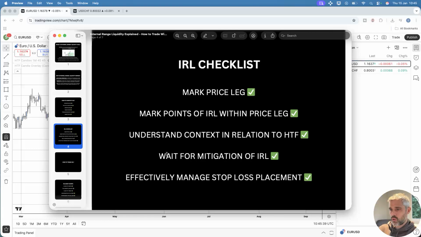We need to always, when we're trading, wait for mitigation of internal range liquidity in order to place a trade. So we're not just buying breakouts blindly, we're waiting to understand where it makes sense for price to retrace to in order to take a continuation move, and effectively manage stop loss placement. This is vital. So having a good read on IRL means that you can effectively create a stop loss that makes sense. Might not always hold, but at least you give yourself a much better chance and something that makes logical sense before you place a trade.